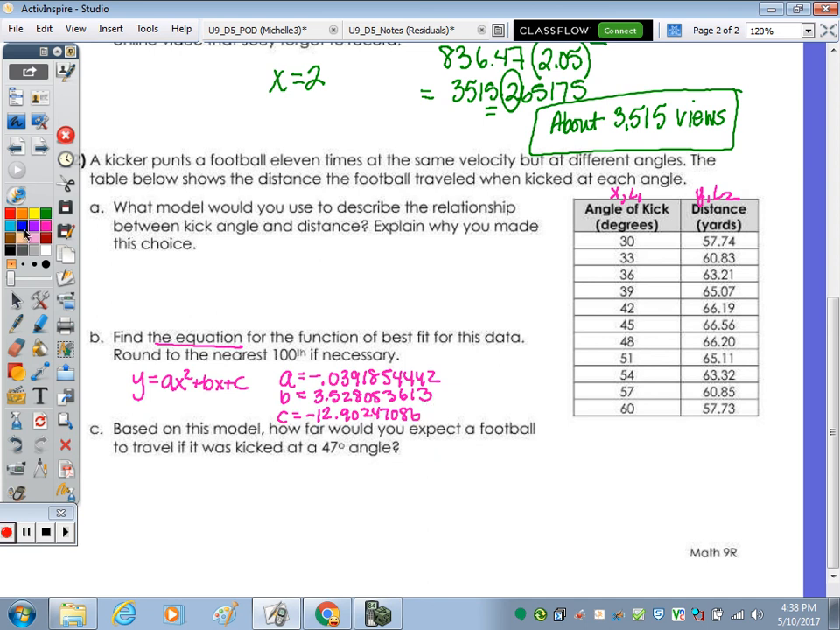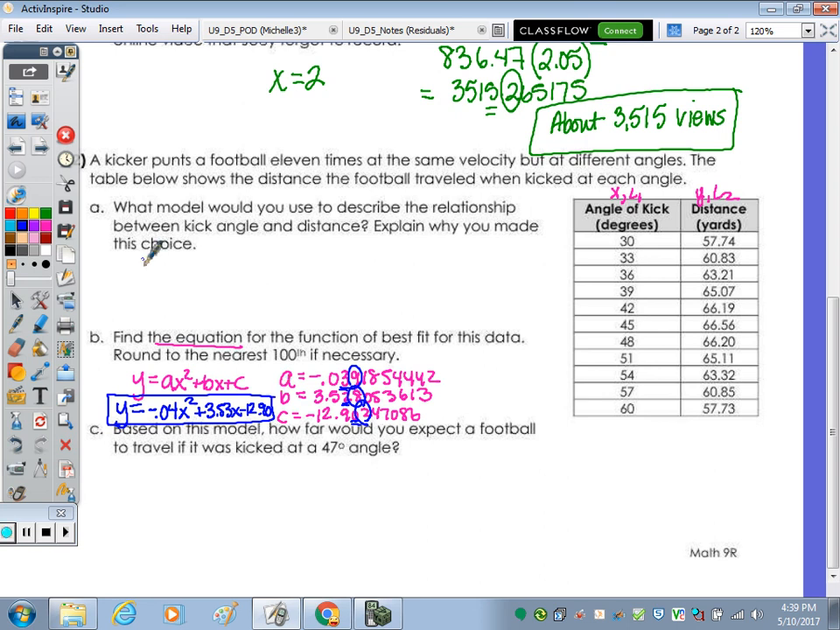We're rounding to the nearest hundredth. So it's going to be y equals the a value. The 9 will bump that up to a 4. So negative 0.04 x squared. And then plus the b, the 8's going to bump that up. So 3.53x. And then minus 12.9. And you actually have to put in the 0 even though it stays, because it has to be to the hundredths place. And there's the equation that models.